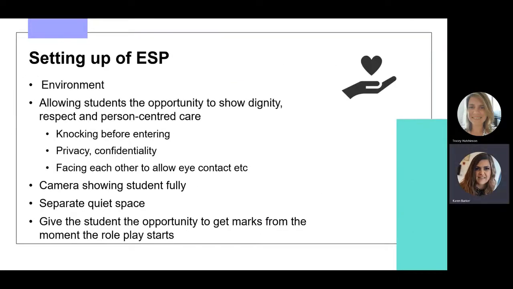Let's now look at the setting up of the ESP. It's important when setting the ESP roleplay task up that the environment is correct. Setting up the environment correctly can allow the opportunity for students to show dignity, respect and person-centred care. For example, it can allow them the opportunity to knock before entering, to respect privacy and confidentiality, and to face each other to allow for eye contact. The camera should always show students fully, and the role play should take place in a separate, quiet space. This gives the students the opportunity to get marks from the moment the role play starts.